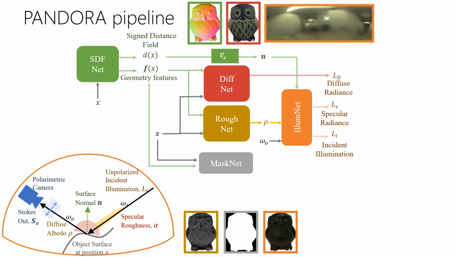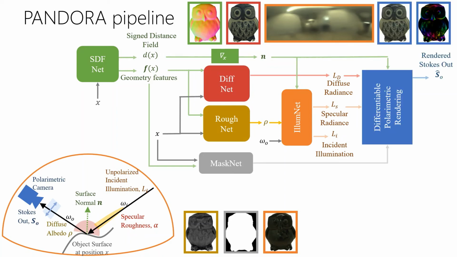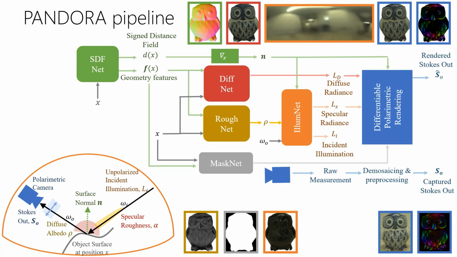Given the diffuse and specular radiance and surface normals, differentiable polarimetric rendering outputs the rendered Stokes vector that we compare with the captured Stokes vector. The loss between the rendered and captured Stokes vector is then used to train all these networks simultaneously.